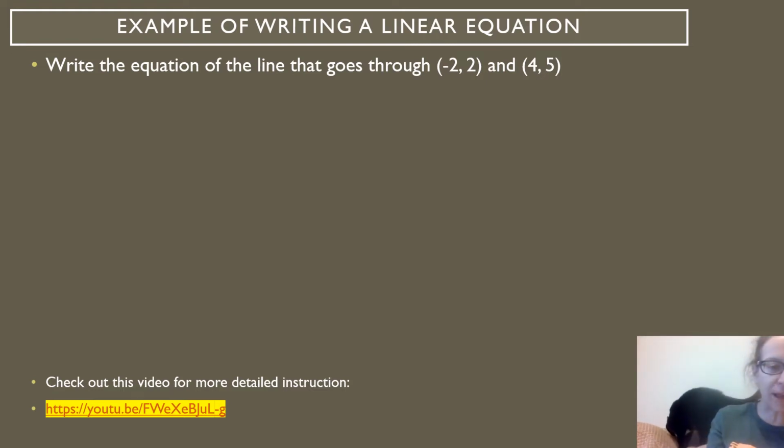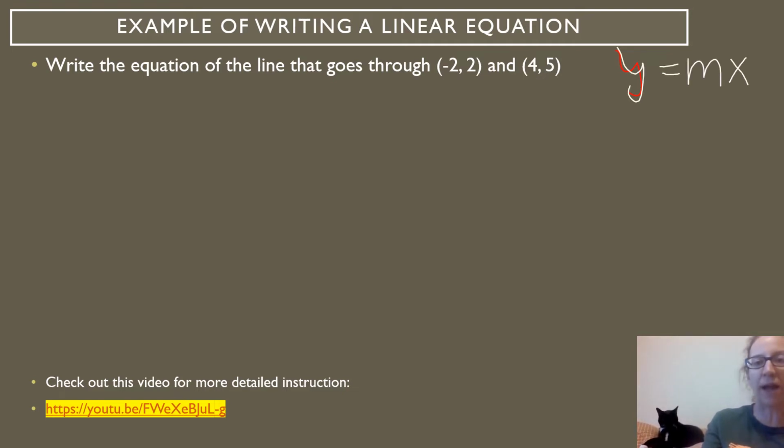There's some other strategies, and if you know another strategy or you have a tutor that shows you another strategy, that's totally fine. But here's my strategy. If you think about everybody's favorite form of the equation for a line, it's probably y equals mx plus b, which is known as slope intercept form. And it's called slope intercept form because the m is the slope and the b is the y-intercept.